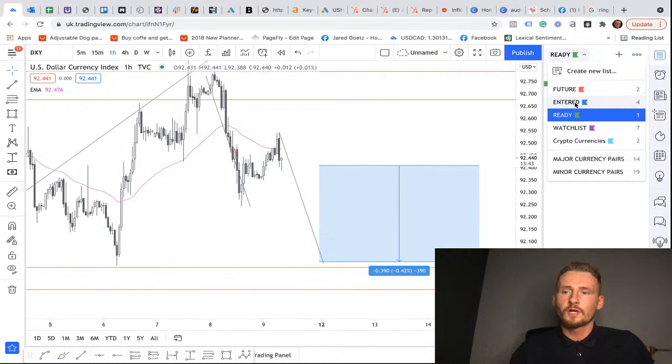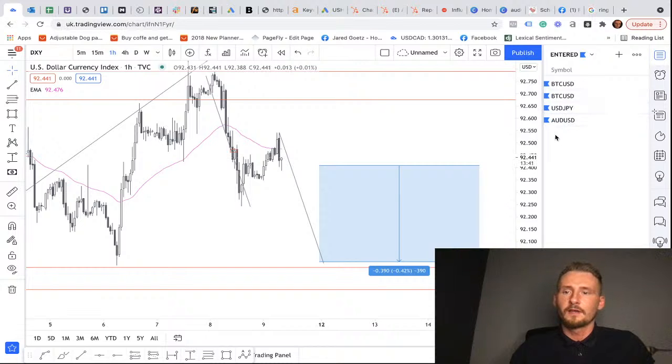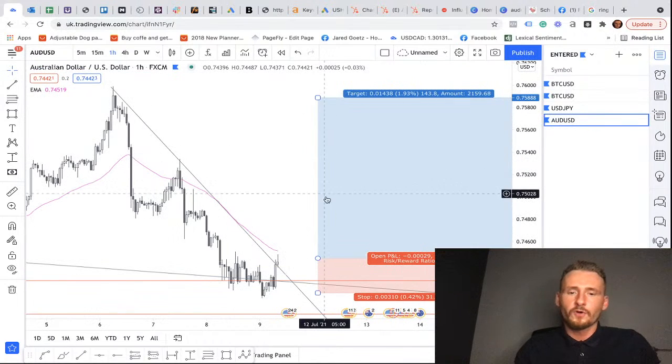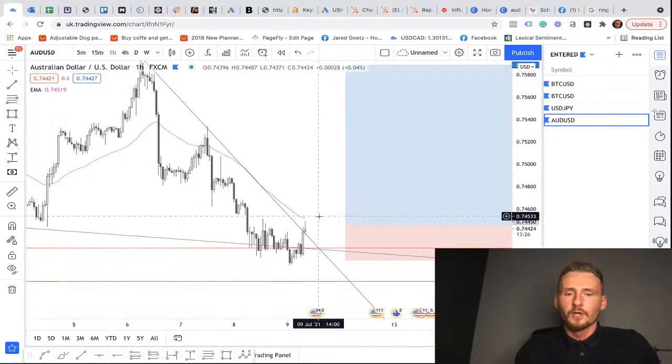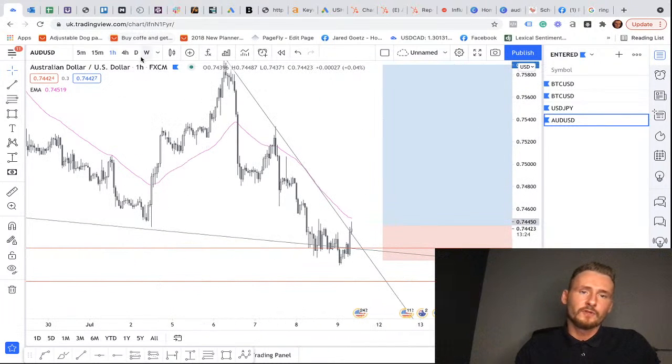So let's just go to a couple of positions that we've just entered. We entered USDJPY short, and we also entered Aussie USD long. We're waiting for a little bit more confirmation on Aussie USD. We managed to get that bullish engulfing candle. We had multiple confluences that we had talked about in the past.